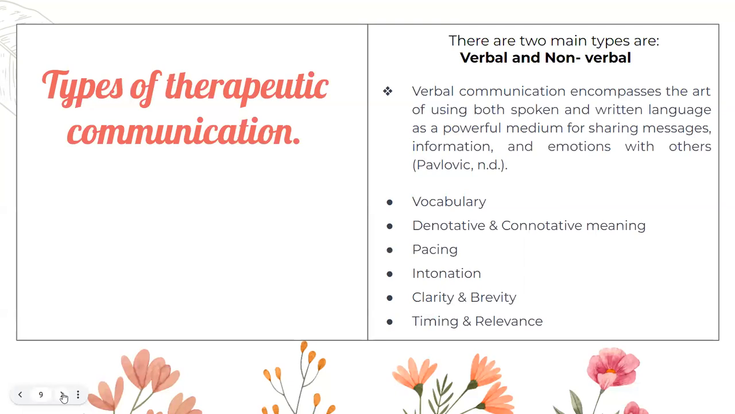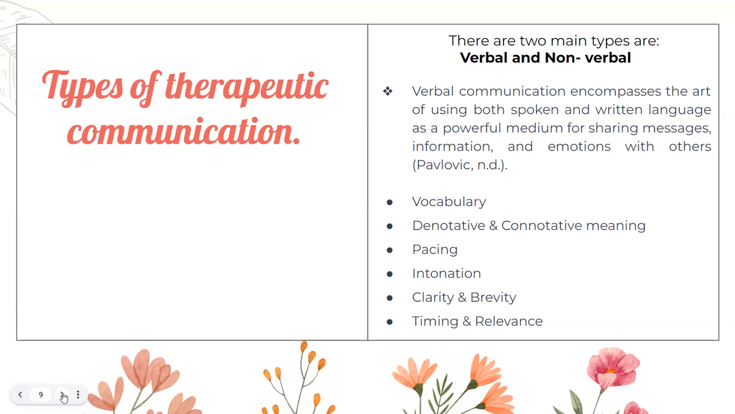Thank you very much. So the types of therapeutic communication, there are two main types, which is verbal and non-verbal communication. So what is verbal communication? It encompasses the art of using both spoken and written language as a powerful medium for sharing messages, information, and emotions with others. When engaging with patients, it involves the skilled use of speech and spoken words to convey crucial information, express empathy, deliver key messages, and encourage open and meaningful dialogue.